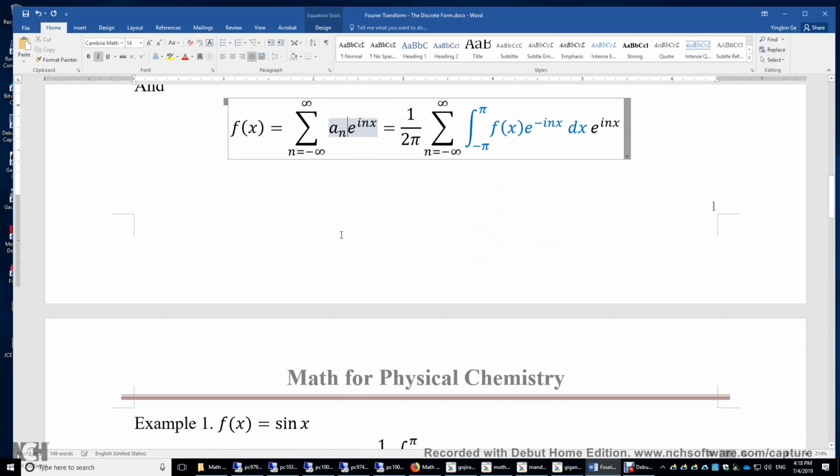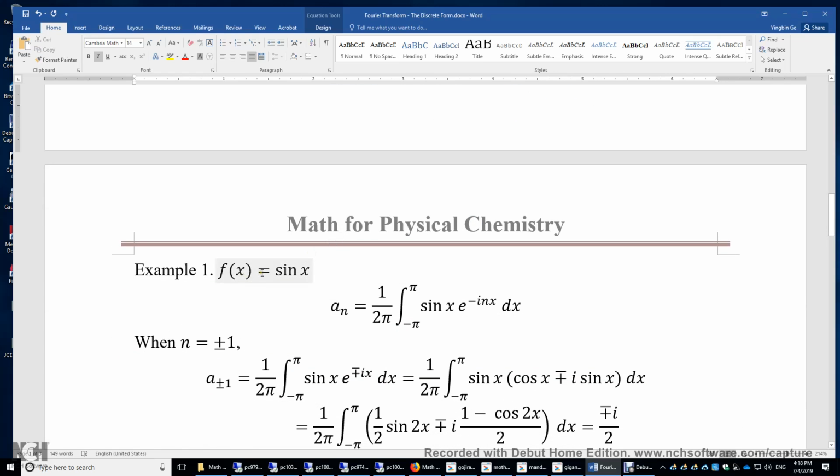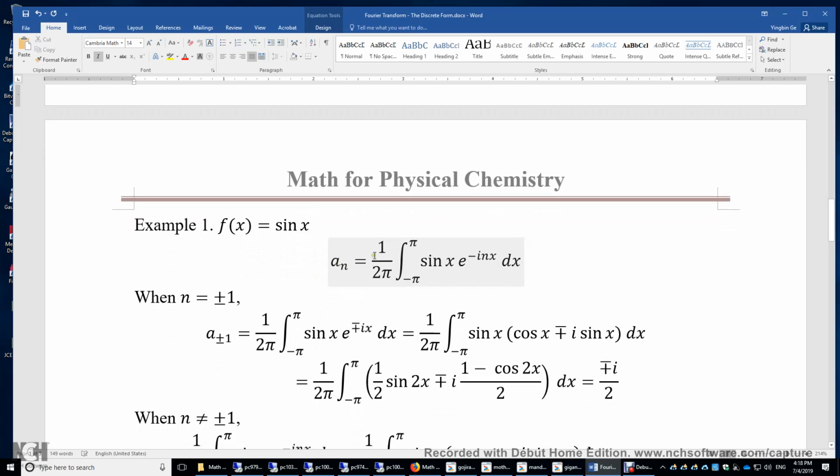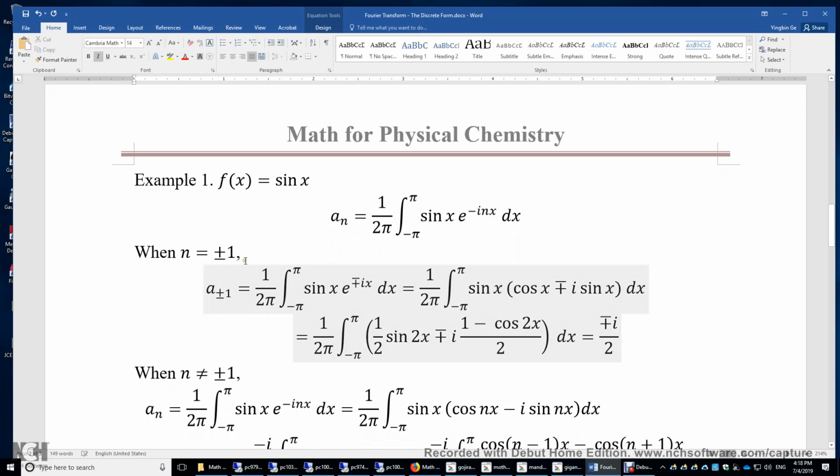Now I'm going to give you a few examples. Example 1: f of x is equal to sine x. How do we determine this expression? Simple. a sub n is just 1 over 2 pi times this integral. I replaced f of x with sine x here. And there are two different situations. When n is plus or minus 1, we plug it in here, and then we expand this exponential function into cosine x minus or plus i sine x. And remember, the integral of an odd function is always 0 when the lower limit and upper limit are opposite to each other.